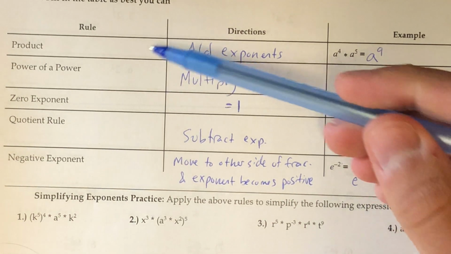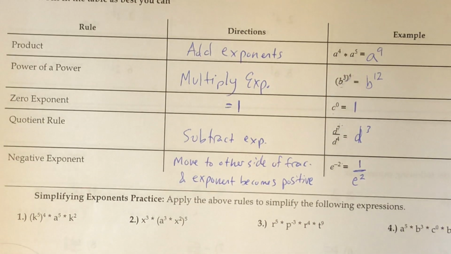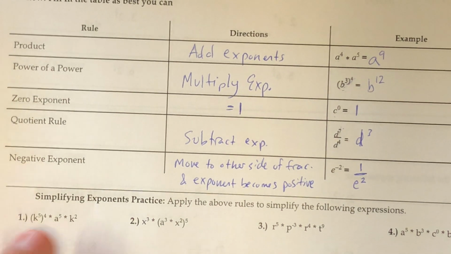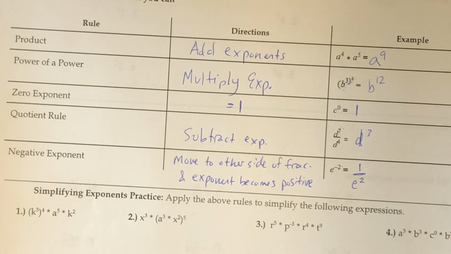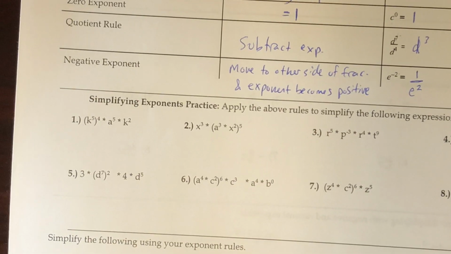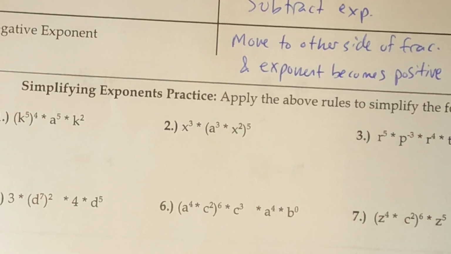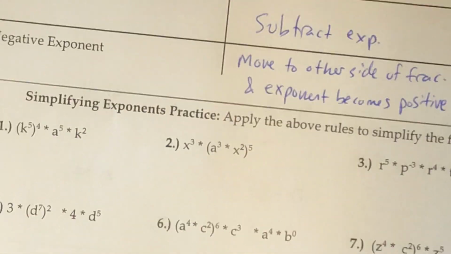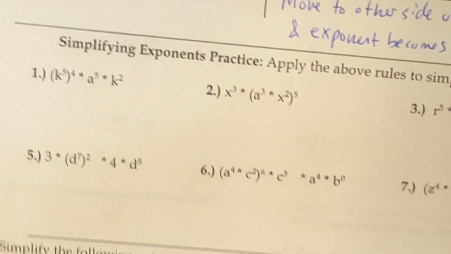So these are our 1, 2, 3, 4, 5 exponent rules, which will all come in handy as we're doing some practice here with exponents. So let's continue. Let's zoom in. We're simplifying exponents here.